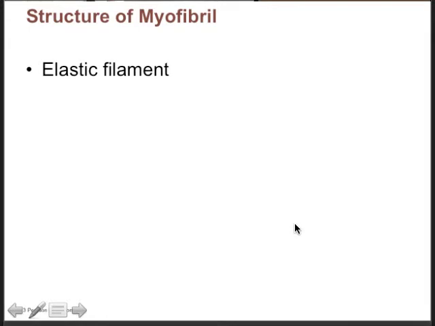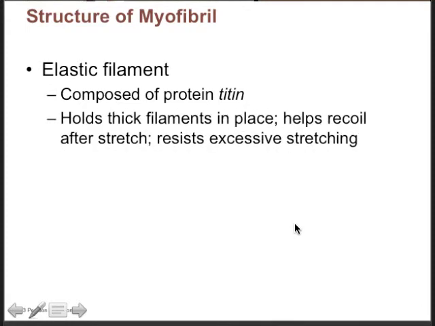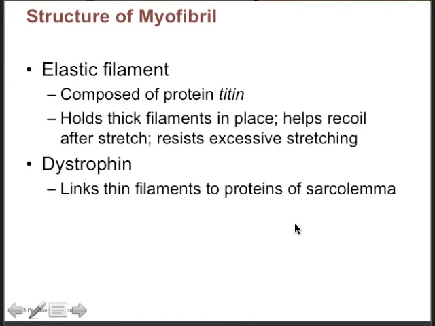Okay, there's another type of filament that you find in the myofibril, and it's composed of a protein called titin, which holds thick filaments in place and helps recoil after stretching. It resists excessive stretching, okay? So the titin is sort of an anchor for the thick filaments. Dystrophin links the thin filaments to the proteins of the sarcolemma. Okay, remember the sarcolemma is the muscle cell membrane.